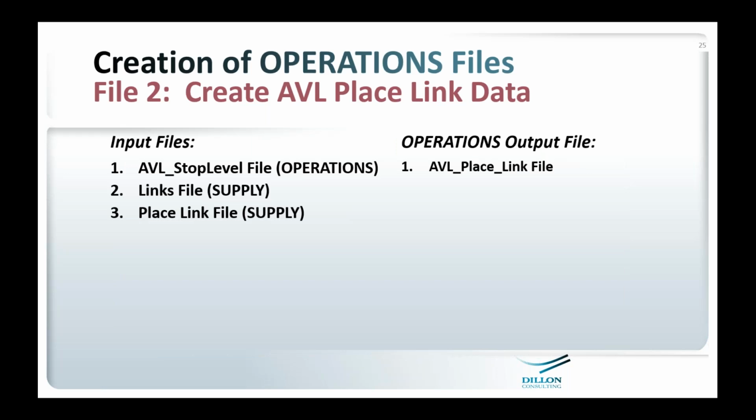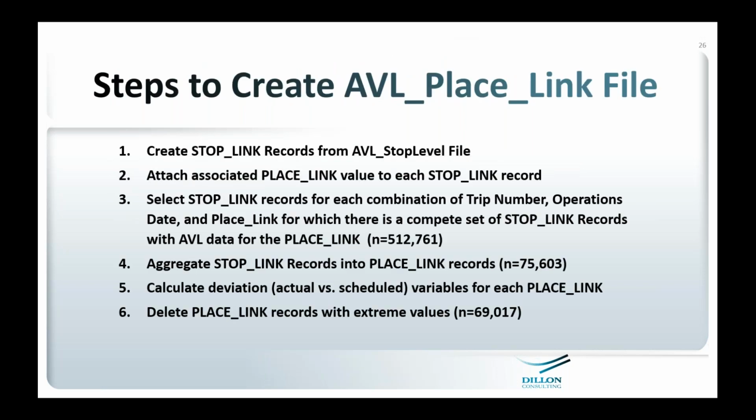The second one was to create what we call an AVL placelink data file. The inputs to that were the stop level file that you just saw, and the links and the placelink data from the supply data set. I'll try not to bore you too much with all the data manipulation here, but there's a lot of things that had to be done to create this placelink file.